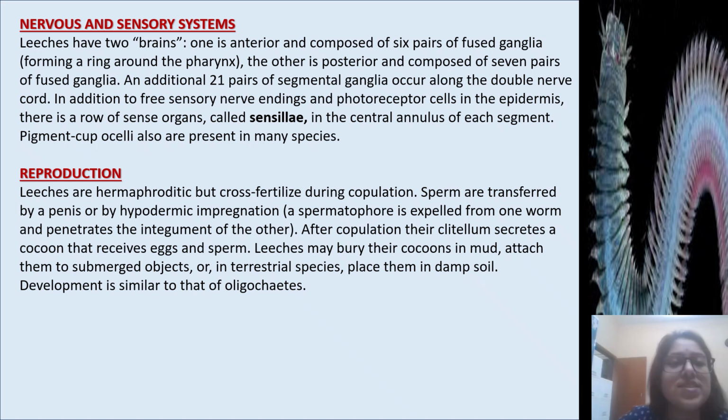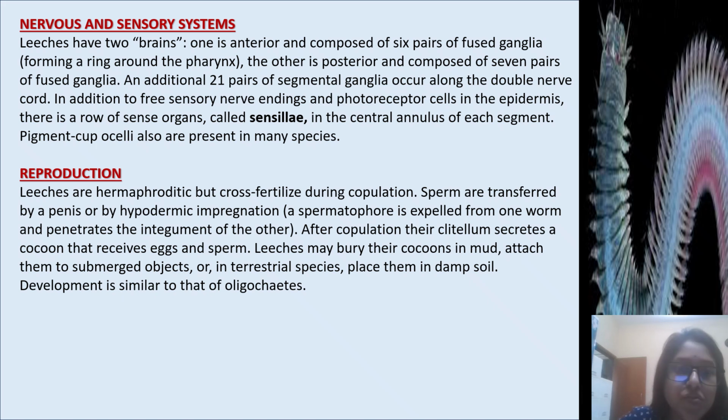Next, nervous and sensory systems. Leeches have two brains. One is anterior and composed of 6 pairs of fused ganglia forming a ring around the pharynx. The other is posterior and composed of 7 pairs of fused ganglia. An additional 21 pairs of segmental ganglia occur along the double nerve cord.